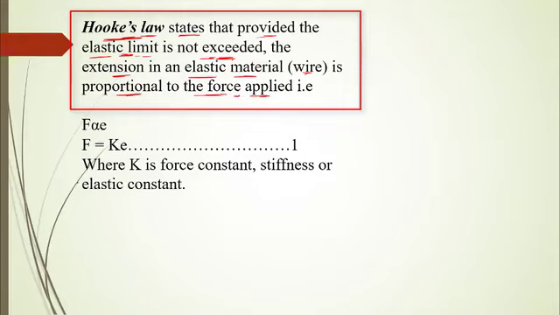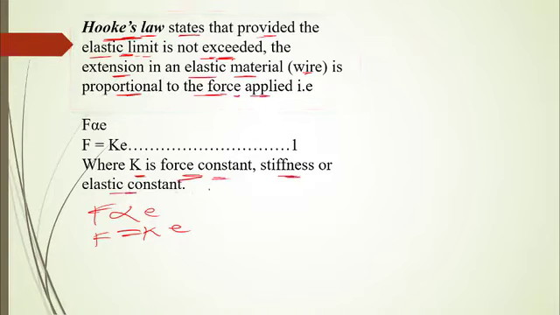So what it simply means is that force is directly proportional to the extension. So the amount of force you apply on an elastic material is directly proportional to the extension that material will experience. So the greater the force, the greater the extension. The smaller the force, the smaller the extension. So adding our constant of proportionality, we're going to have F = Ke, where K is our force constant, stiffness or elastic constant.